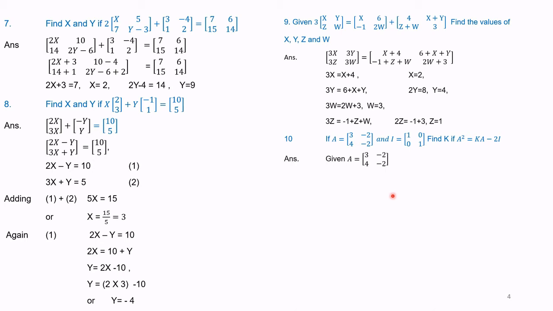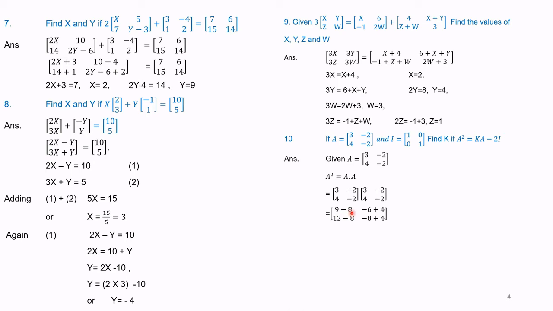So the given matrix is written as it is. We have to find A into A, and A into A is [3 -2; 4 -2] into [3 -2; 4 -2]. Therefore, we multiply horizontally. First row multiplication is first row into first column. That is the first element. 3 into 3 is 9. Minus 2 into 4 is minus 8. So 9 minus 8 is the first element.